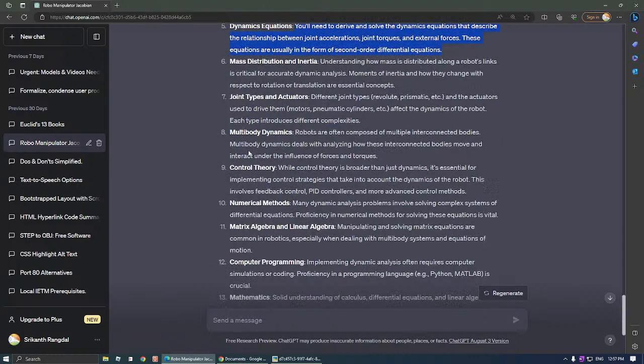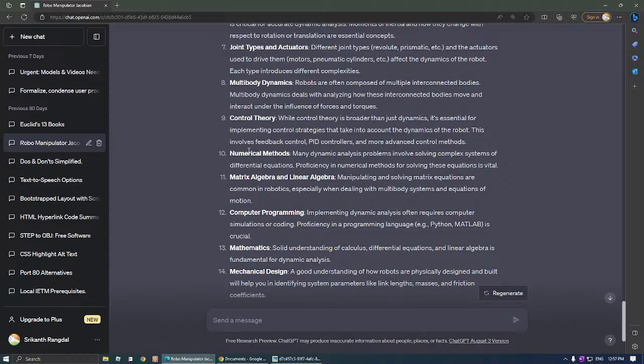Okay, the joint types and actuators, then multi-body dynamics, then the control theory. Control theory is broader than just dynamics. It is essential for implementing control strategies that take into account the dynamics of the robot. This involves feedback control, PID controllers, and more advanced control methods. This is more inclined towards the electronics side, so I'm probably not very comfortable taking up this part.